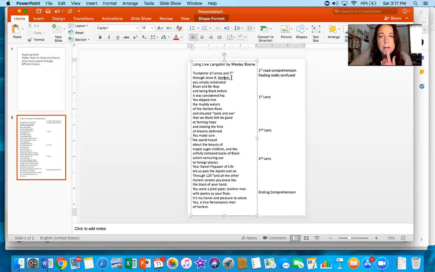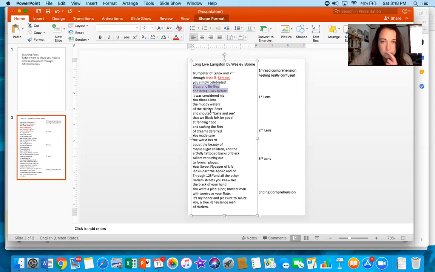So here, this Jesse B. Semple, I'm just going to change the color, not really sure about that. I really like this part right here, blues and bebop and being black before it was considered hip. I'm thinking about this because I can hear some sound in that, and I'm thinking of alliteration right away, right? We can see that, so we'll just hold that off for a second.